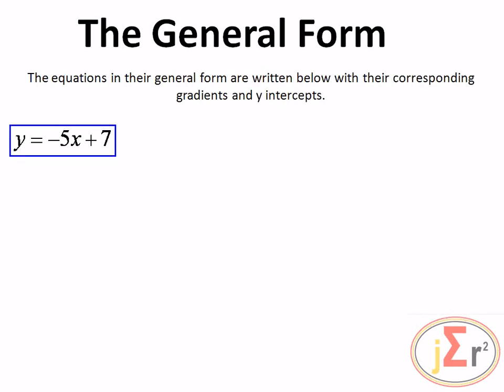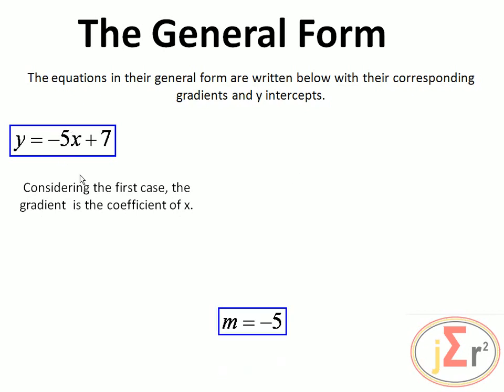So, we are going to take a look at the equations. The first one is y is equal to negative 5x plus 7. So those equations that we have right there, we are going to write the gradient and the y-intercept of each one of them. So we are looking at the first case. The gradient is the coefficient of x. So this is the gradient, the coefficient of x. And what is the coefficient of x? The gradient is equal to -5.